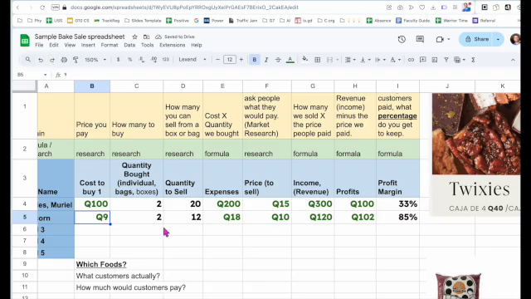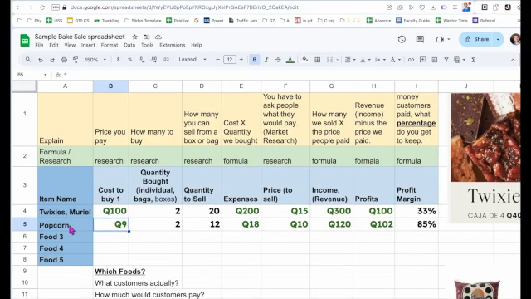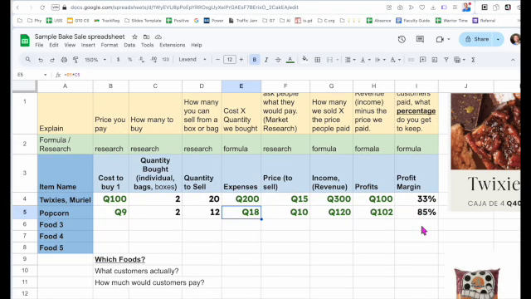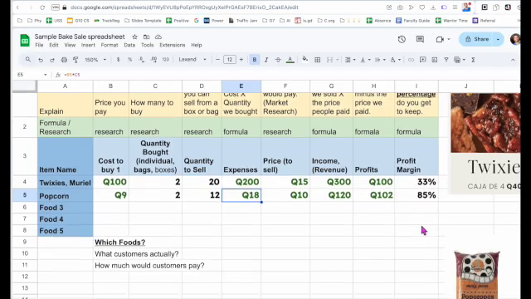So, in summary, my popcorn is not a sweet treat, but for only 18Q, I could potentially make 102Q, or 85% of the money I take in is profits, assuming that you don't have to buy a popcorn popper, pay for electricity, and things like that.